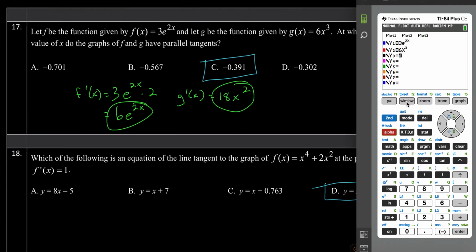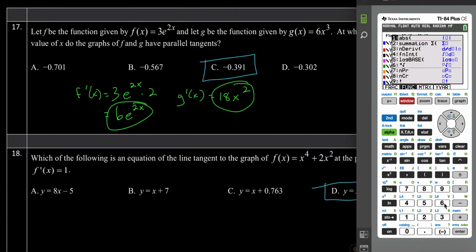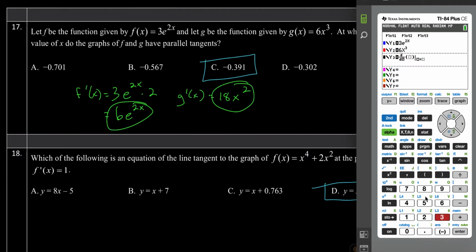So I'm going to do my nDeriv here, which is the derivative. It's with respect to x. I'm going to be taking the derivative of the function y1. And I'm not going to put in a number. I'm going to say that it's for all x. So this function y3 is my derivative of y1. Okay, and we're going to want to look at that graph in a second.